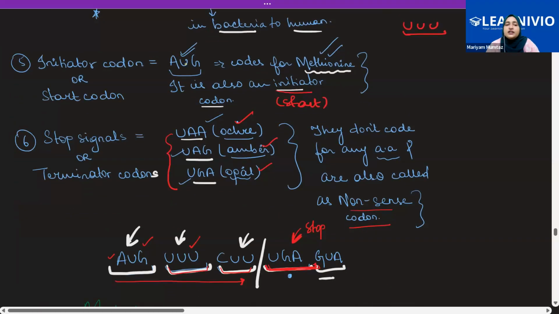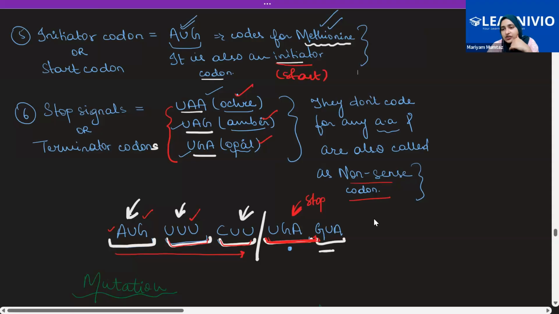Then comes the initiator codon or start codon. Always remember AUG. It codes for the amino acid methionine, and it is also the initiator codon. So whenever any process in molecular biology has to start, it will start with AUG. Clear, students?